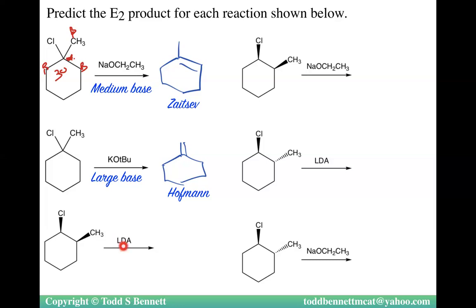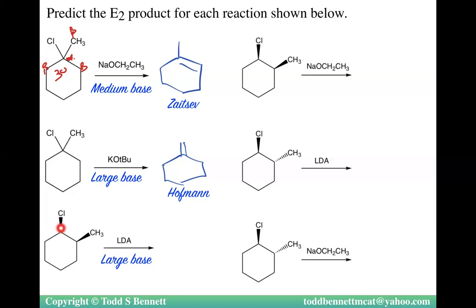LDA, if this is your first time seeing it, we actually drew it as one of the bases to remember. So I'll draw it out. It's lithium. So let me go ahead and put the negative here and positive here. So lithium's the counterion. So lithium diisopropylamide. It is a bulky, strong base. So it's about as large and strong as they get. So just like this one, large base, it's going to result in Hoffman elimination.